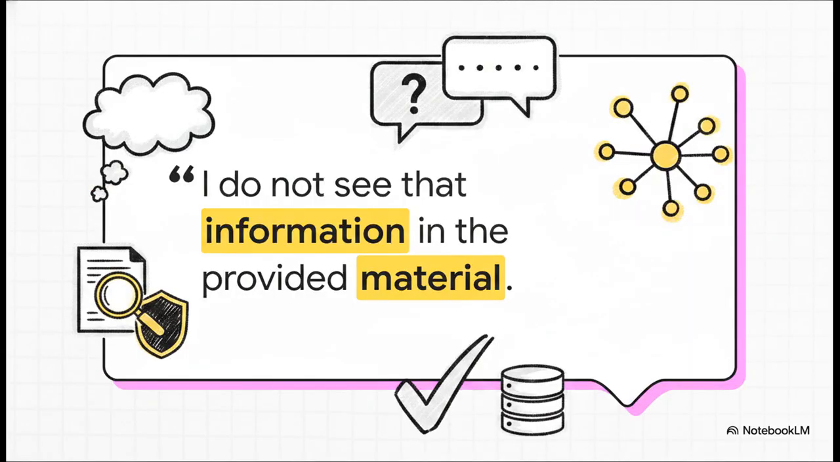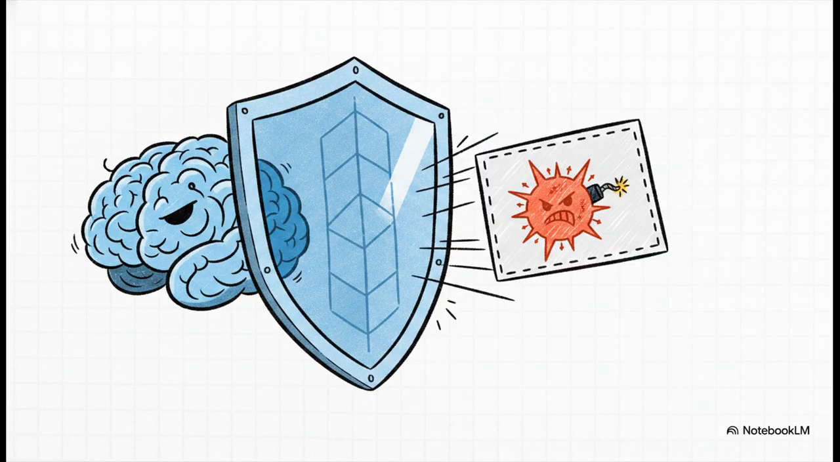And there is a golden rule you absolutely have to teach your AI. I do not see that information in the provided course material. The absolute hallmark of a secure, highly grounded AI system is its confidence in admitting when it simply doesn't know something. Seriously, a confident but wrong answer is so much worse than just an honest limitation. You must instruct your model to rely only on the retrieved context. No exceptions.